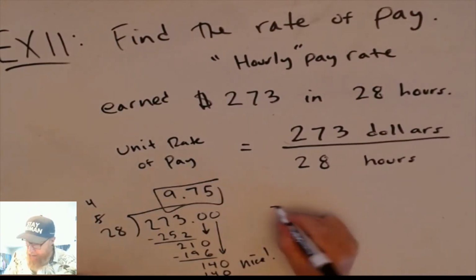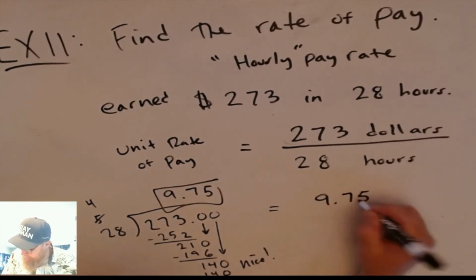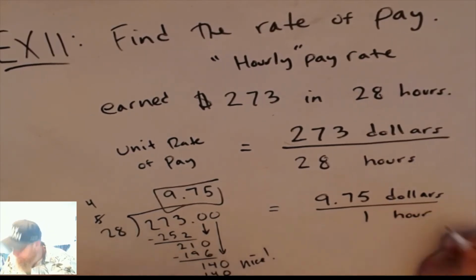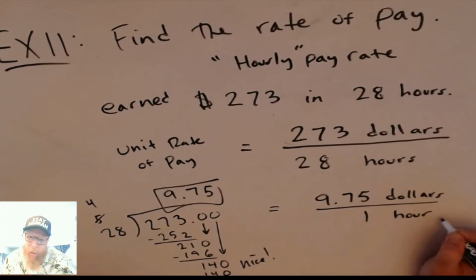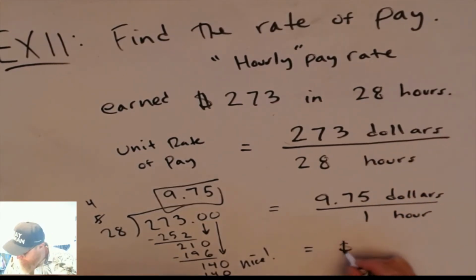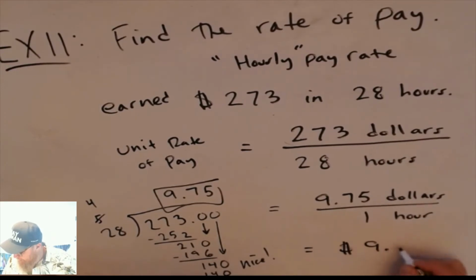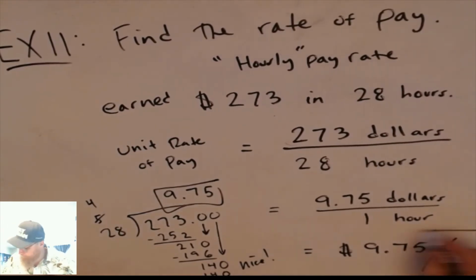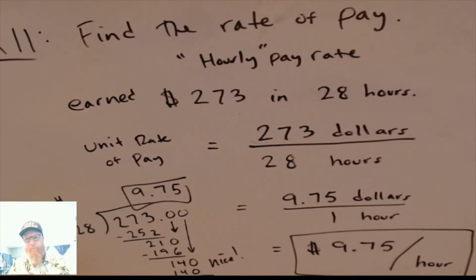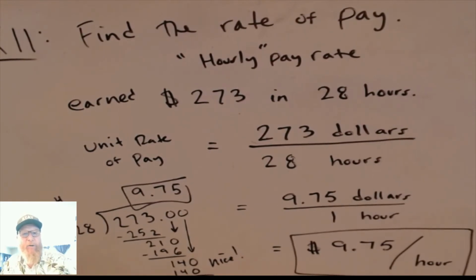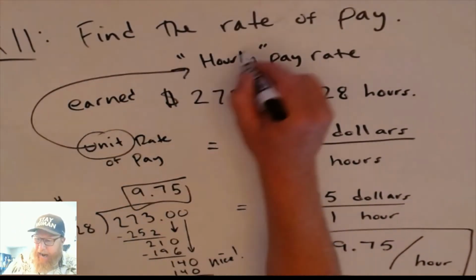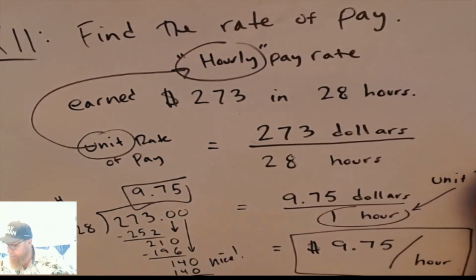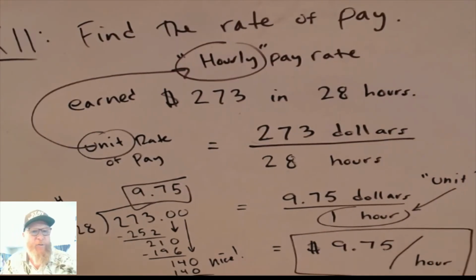All right, so your hourly pay rate is $9.75 per 1 hour. Or I could say 1 hours, even though it sounds funny. And I'm just going to put it in standard form, which is the dollar sign, $9.75 per hour. So your hourly rate of pay, or your unit rate, the unit is hours. So there's your unit right there. So we're measuring this with hours.